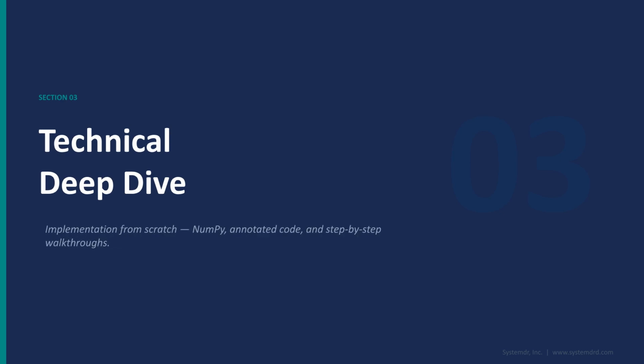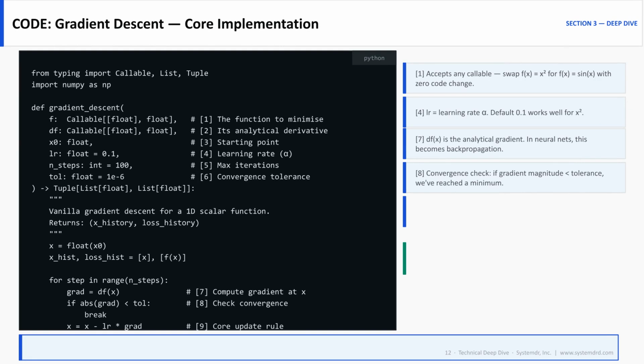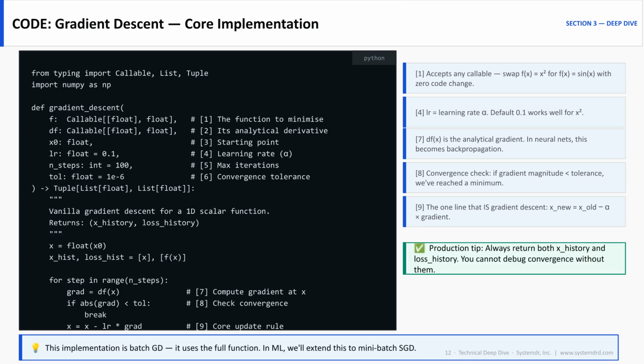We will cover the implementation of gradient descent from scratch using NumPy with annotated code and step-by-step walkthroughs. The core implementation is a function called gradient_descent, which takes the function f and its derivative df as inputs. The key line is the core update rule, x equals x minus learning rate times the gradient. We recommend returning both the position and loss history for debugging.